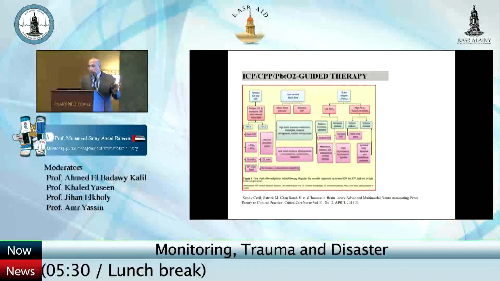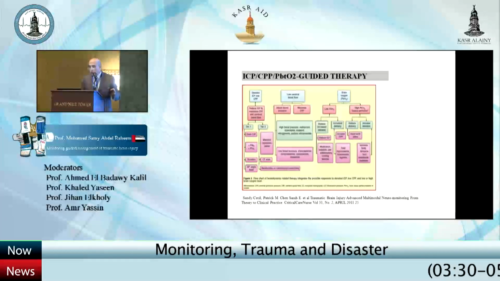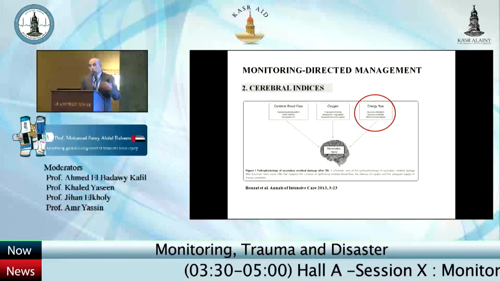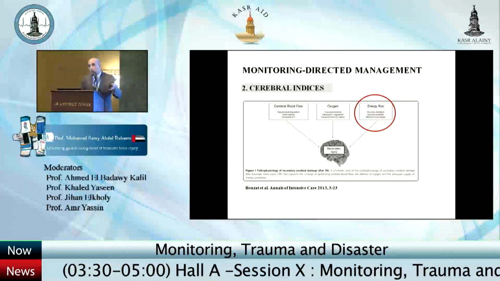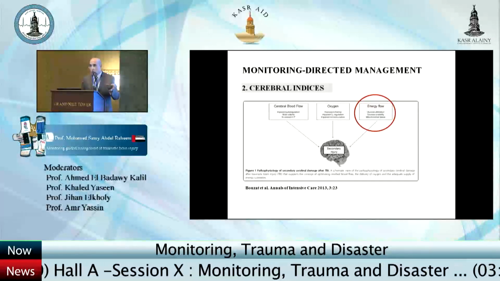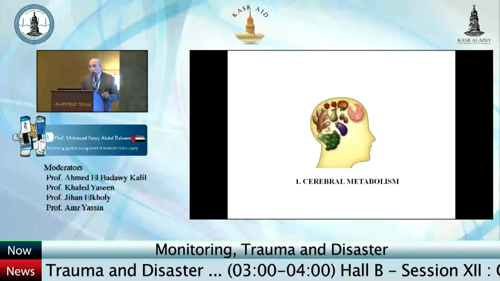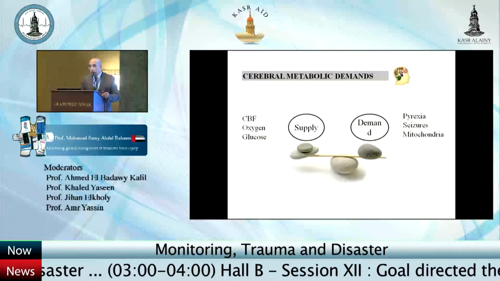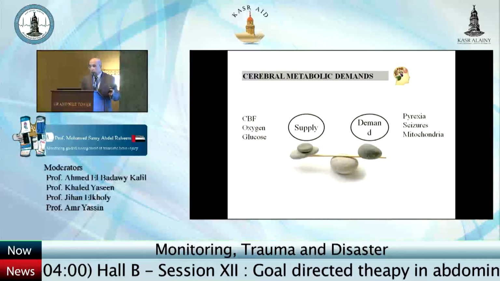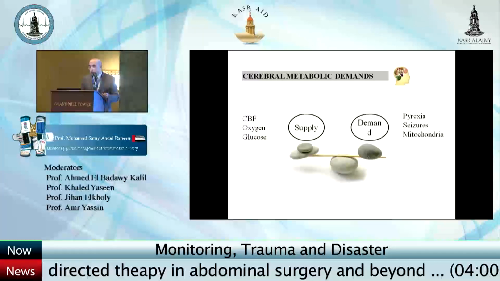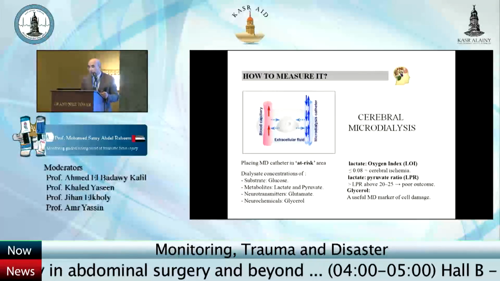And this algorithm tells us actually how to work. It was put forward by Sandy and his colleagues, about what to do if we have elevated ICP, low cerebral blood flow, or low oxygen tension. Now we go to the injury. We have blood, we have oxygenation, but can the brain use it properly, or is there increased metabolism that makes it uncoupled? Cerebral metabolism is one of the factors that should be measured, and the supply demand is determined by cerebral blood flow, oxygen, and glucose on the supply side, and pyrexia, seizures, and mitochondrial integrity on the demand side.